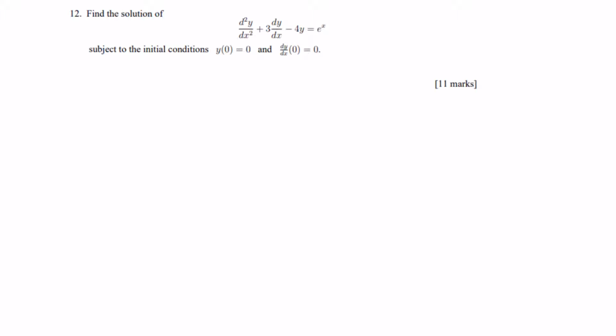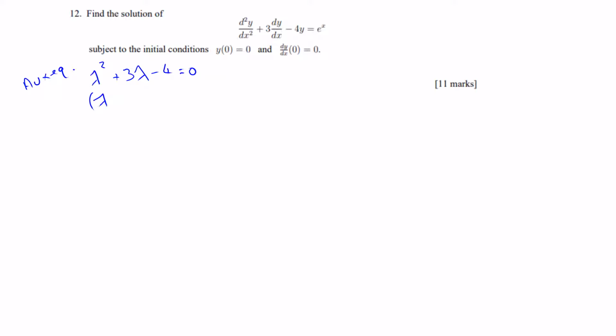So first thing we're going to do is find the complementary function. And to do this, we're going to use the auxiliary equation, and that is going to be lambda squared plus 3 lambda minus 4 equals 0. So lambda squared has come from this bit, 3 is over here, and then negative 4 is the y. So let's find the roots of this equation here.